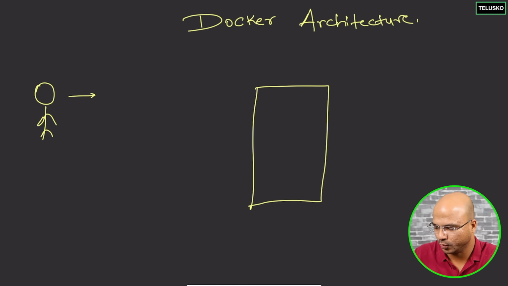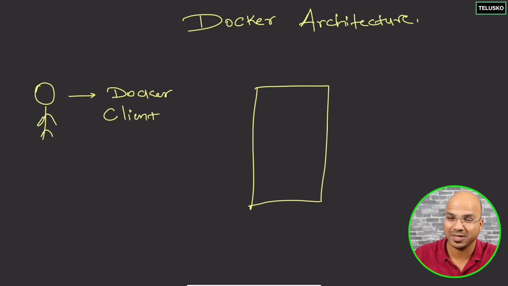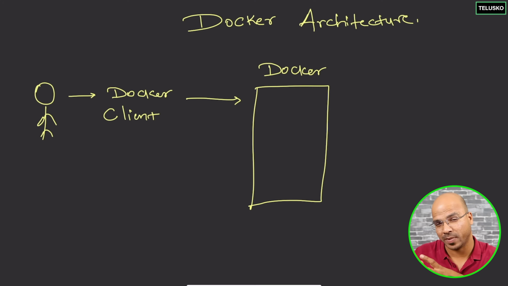So what we have in between is something called a client. Now this is your Docker client. Now this Docker client actually talks to Docker. Okay, so this is your Docker. And of course, the client is also a part of the Docker software because you don't separately install a client, right? When you install Docker, you get everything. So yes, Docker client is also a part of Docker.